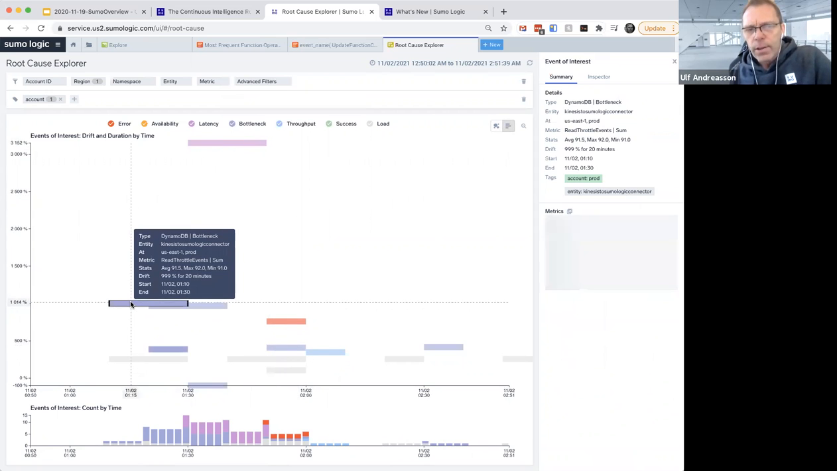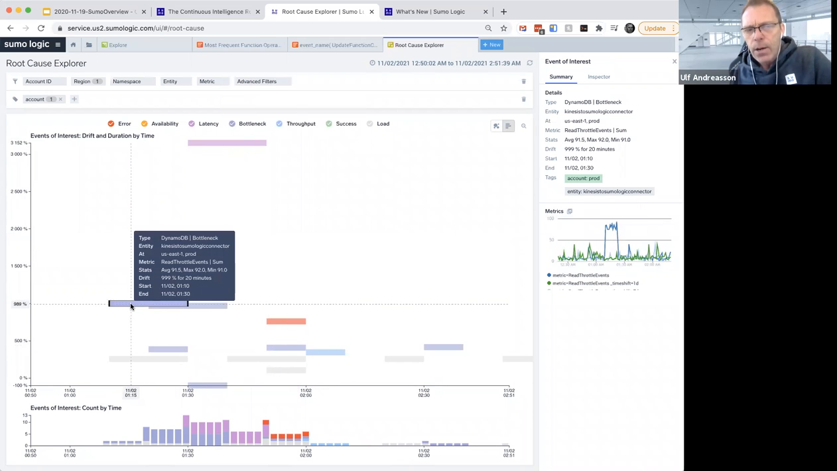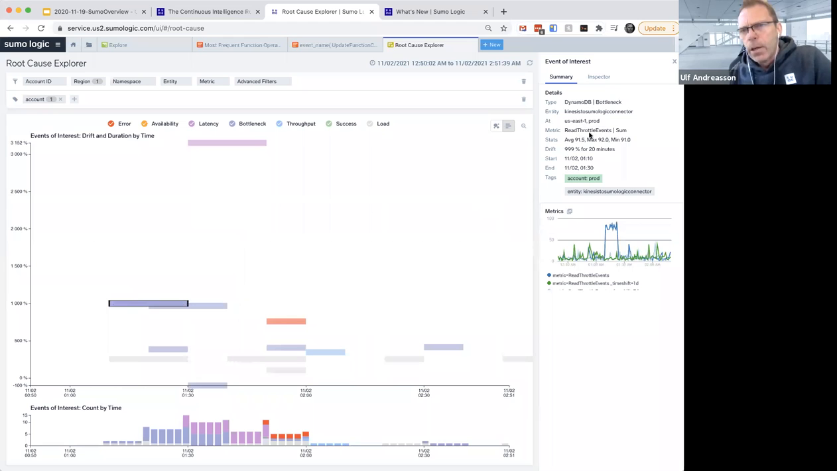So when I start to look at this, I can see that I had a DynamoDB bottleneck. This is a throttle event that's happening here, and that happened for about 20 minutes, and it drifted almost 1000%. So obviously something is spiking up here quite dramatically. I can see that by looking at the time shifted metrics, which basically is the same metric, but 1 day ago, or as in this case, 1 week ago.